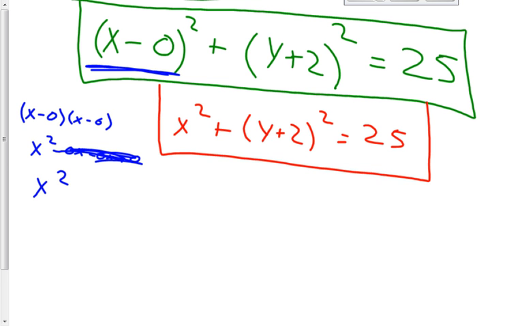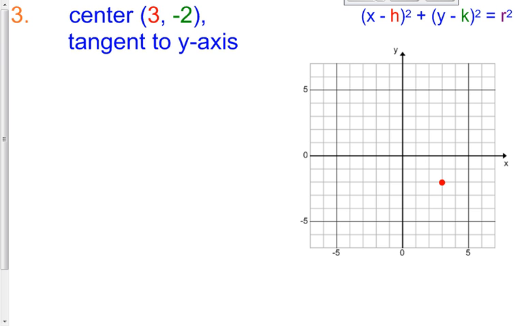All right, next one. It says the center is at 3, -2, and it's tangent to the y-axis. Remember what the word tangent means. A tangent line is a line that hits a curve in one and only one spot, exactly one spot. So here is our y-axis. Our circle touches that y-axis in one spot.